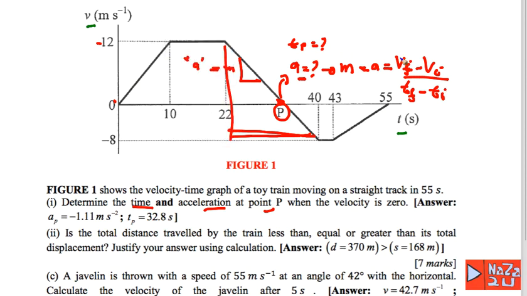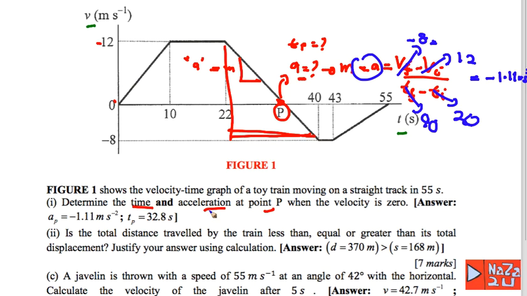So you can use the v final here, which is negative 8. V initial is 12, and this is minus, and this is minus, right? So here we have 12, and the t initial from the start is 22, and the t final we have 40, right? So 40 minus 22. If you calculate the acceleration here, we have a negative value of acceleration, negative 1.1 meters per second squared. Okay, this is for a, acceleration.